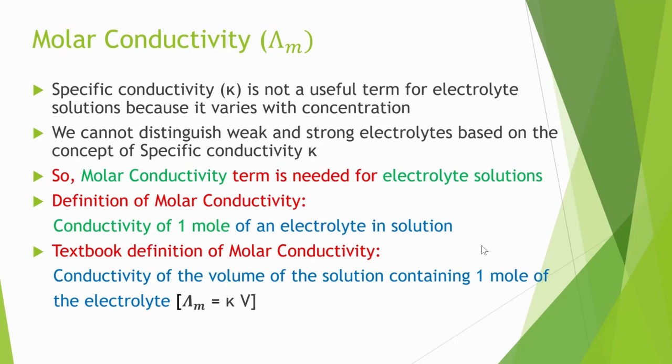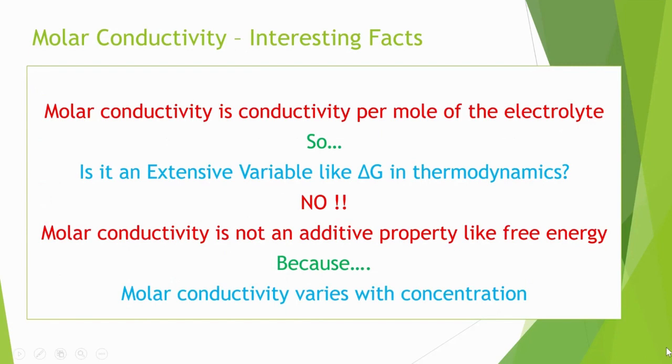Next, you have to understand very important and interesting facts about molar conductivity. If you understand these facts, the concept will be very clear. Okay. Just now we saw that molar conductivity is conductivity per mole of the electrolyte. So in thermodynamics, you have read many extensive variables like delta G, delta H, delta S, etc. They are also defined per mole. What is an extensive variable? It depends on the amount of the substance. It depends on the number of moles. Intensive variable means it is independent of the number of moles. Okay. Extensive variables depend on the number of moles.